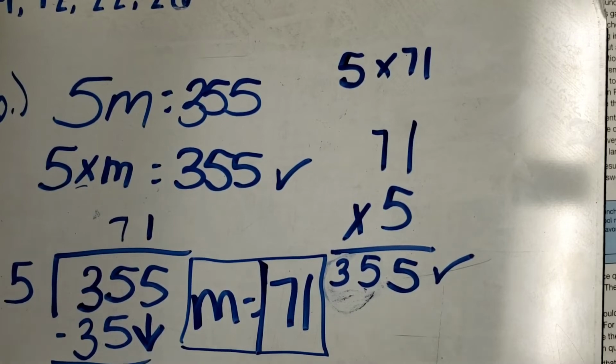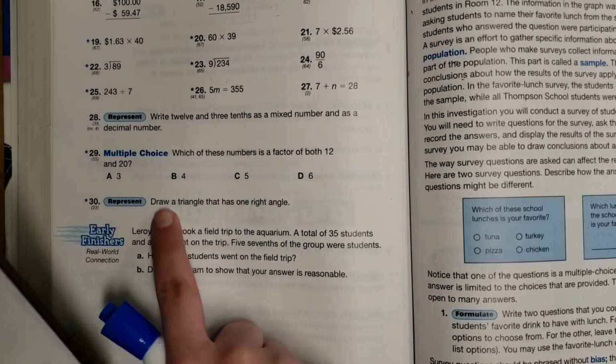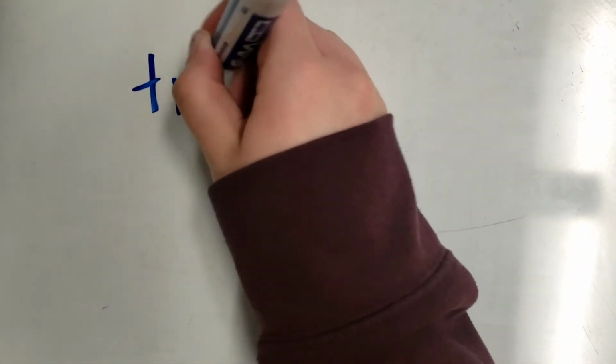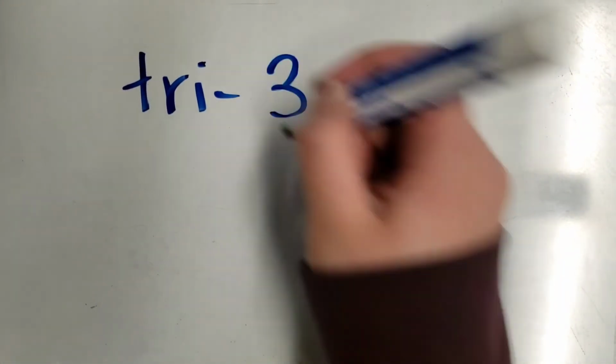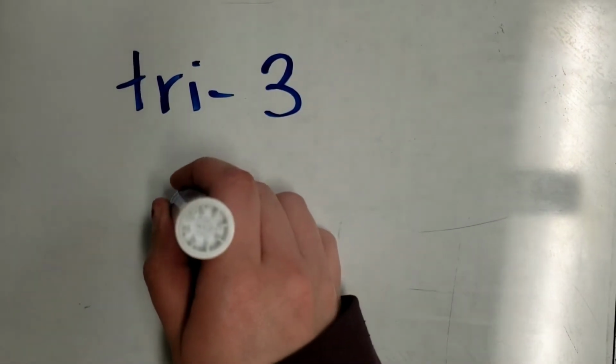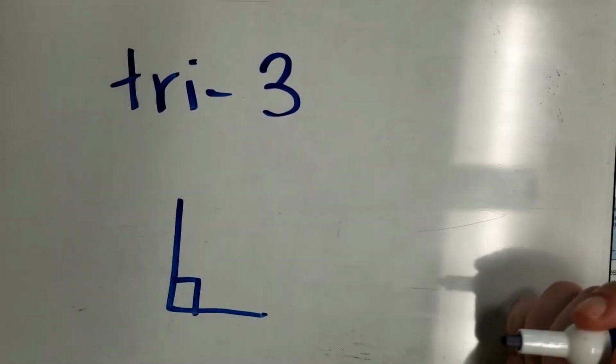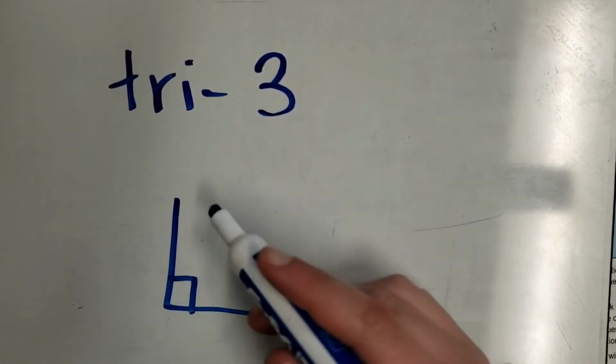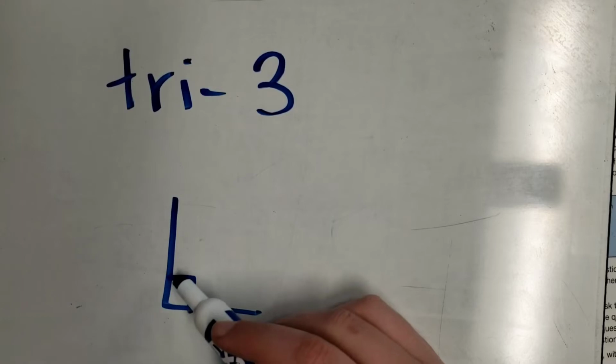And for 30, I'm just going to remind you what a right angle is. You need to draw the triangle on your homework, on whatever page you're doing it on. So this says draw a triangle that has one right angle. So a triangle has how many sides? Tri means 3, and we all remember that a right angle looks like an L. So you've got to make something like this with 3 sides and has to have a right angle.